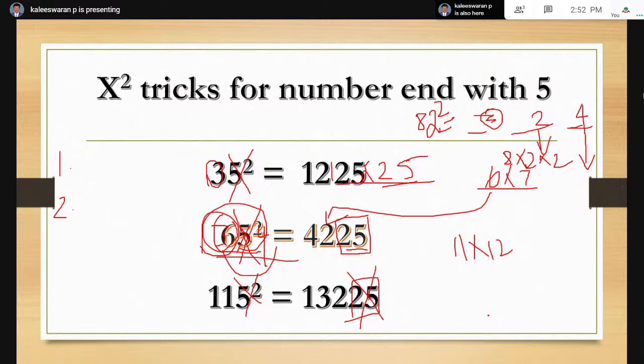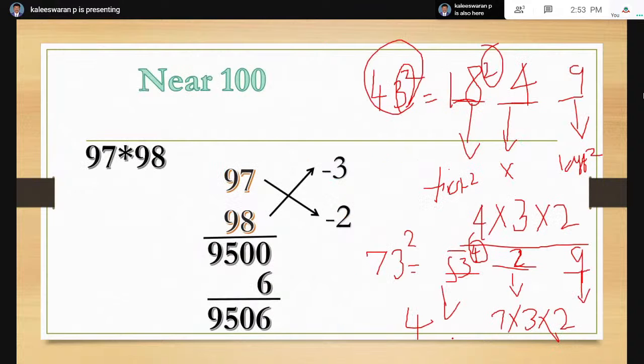Okay, and what is the last step? First digit square. 8 square equal to 64. 64 plus 3 equal to 67. Okay, this is the square approach.